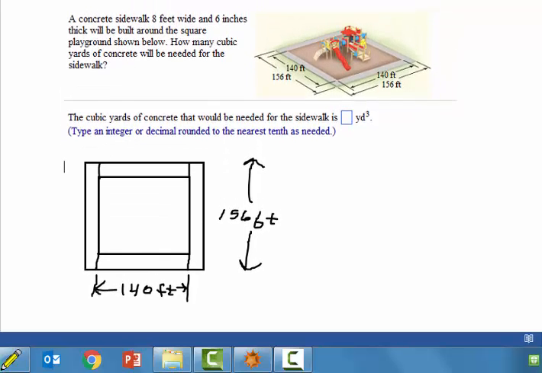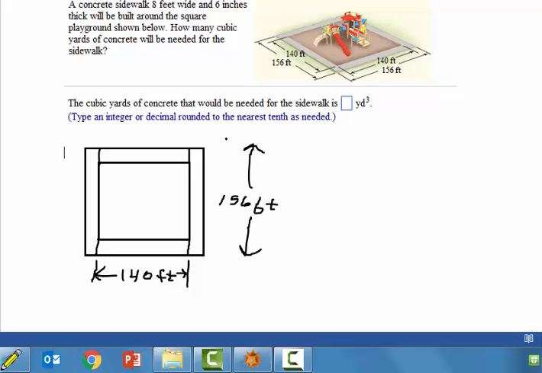If we look back at the problem, we were told that this width is 8 feet, and we can see that, because we also have 156 from here to here. So based on that given information, if you add 8 to 140 and add 8 more, you do get 156. So this measurement in here is 8 feet.